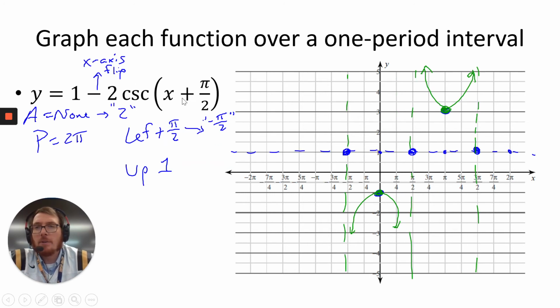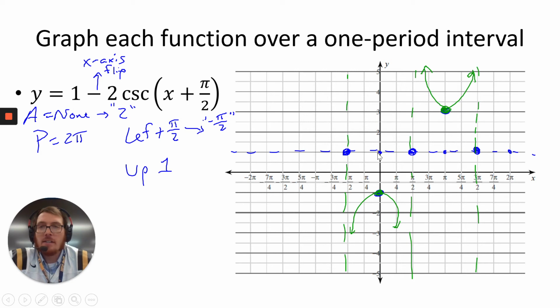The next one has a lot going on. So there's a left pi over 2. The amplitude is none, but remember it's really up and down 2. There's an x-axis reflection, and I'm moving the graph up 1. Probably the most important thing to start with is moving the graph up 1, because now you just use that as your equilibrium. Okay, so that's your starting point.